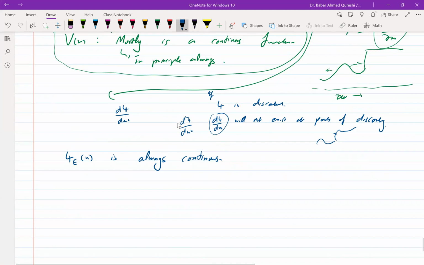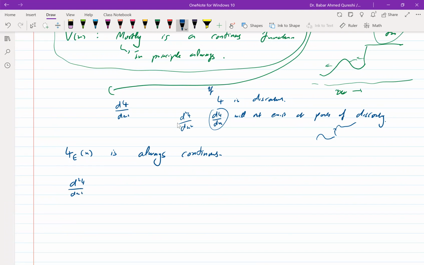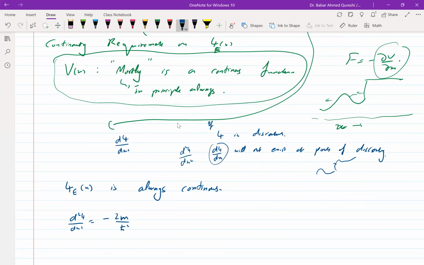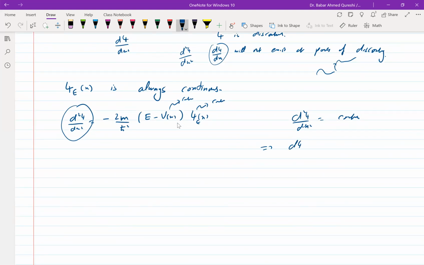But if that is true, then this guy minus, what was it, 2m over h bar square, this is continuous, this is continuous. So that means left hand side, the second derivative is continuous. So that means the first derivative has to be continuous too at each point. So that means psi, psi dash, and psi double dash are all continuous.